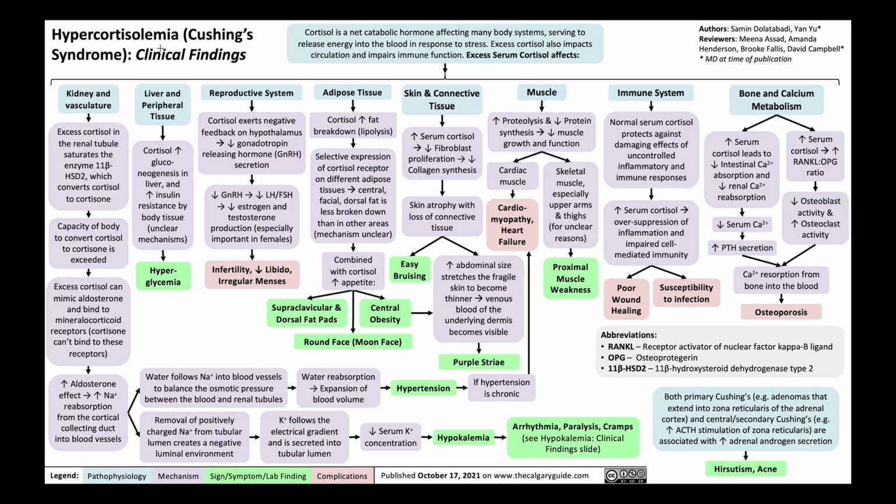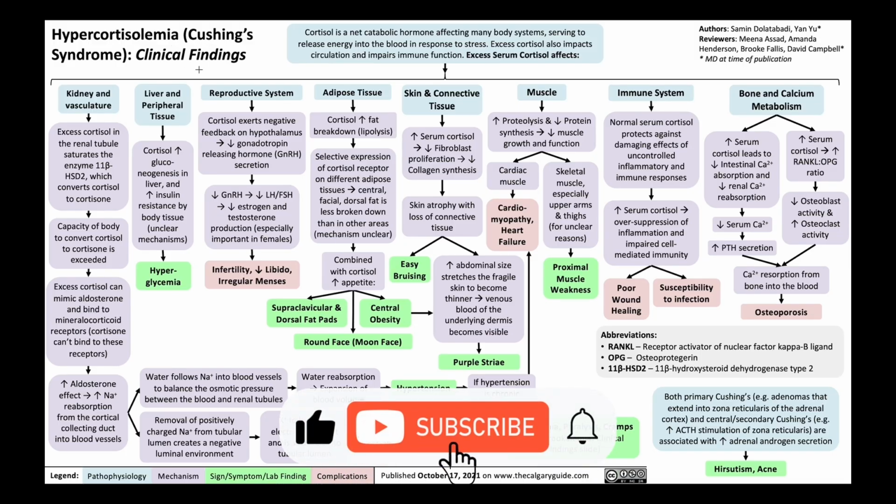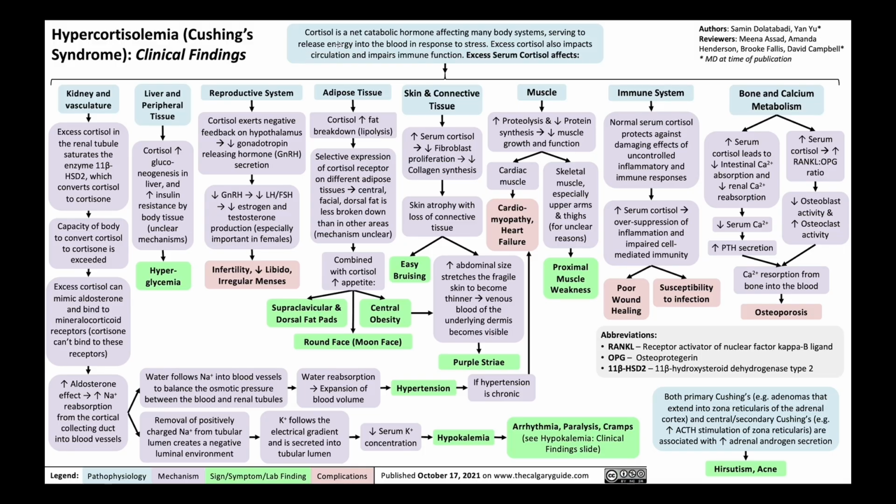Today we're talking about hypercortisolemia, otherwise known as Cushing's syndrome, and its clinical findings. Now before we begin, we need to note that cortisol is a net catabolic hormone affecting many body systems, and it serves to release energy into the blood in response to stress. Excess cortisol also impacts the circulatory system and impairs immune function.